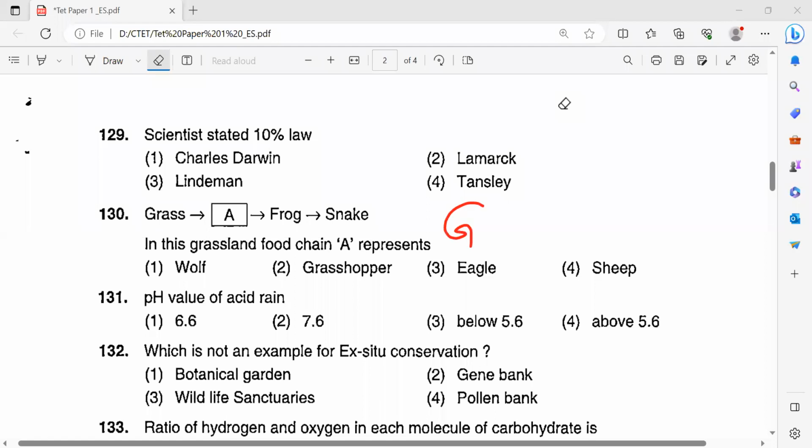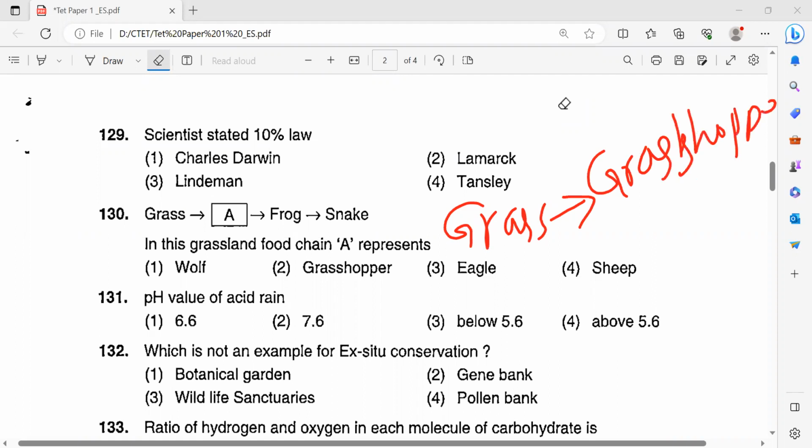For example, if we consider grass, grass is a producer. It is eaten by a grasshopper. The grasshopper is eaten by a frog. So each stage, each step, is called a trophic level.